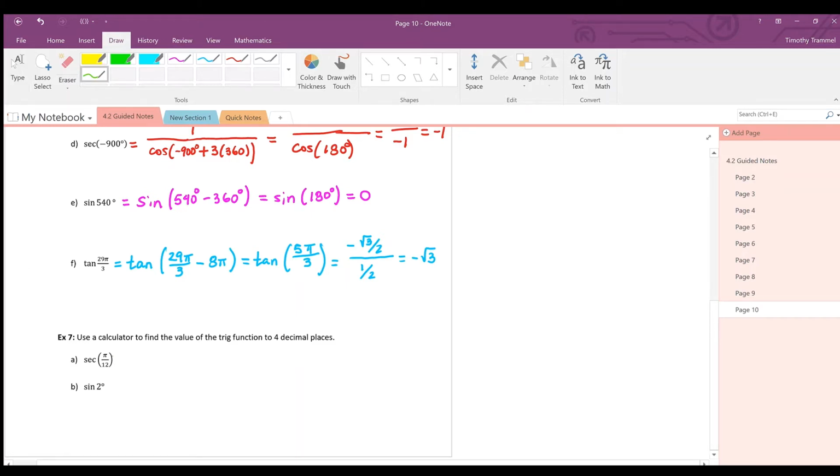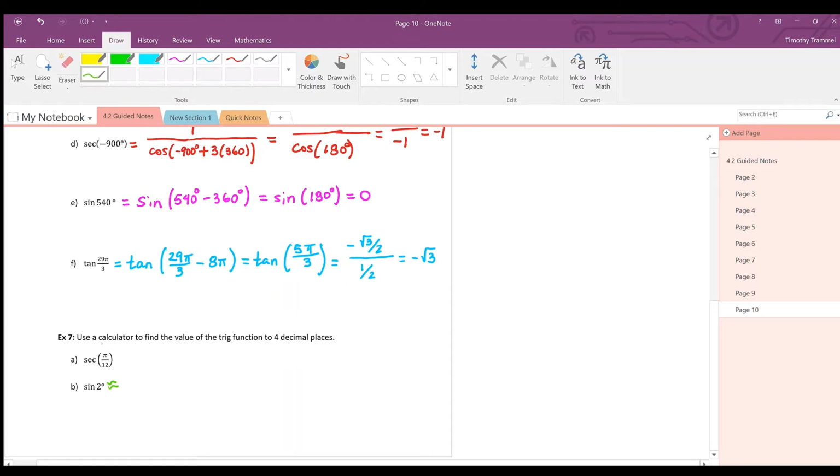And I can already say right off the bat, we're going to have to round both of these. Most of the time when you use your calculator to compute a trig function at an angle, you get a not so nice number. So we will be writing approximate here.